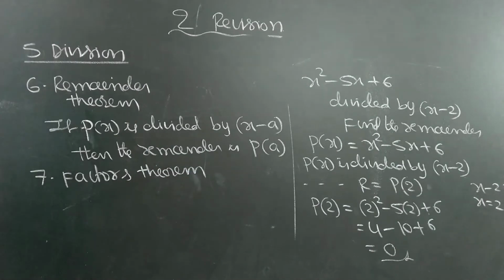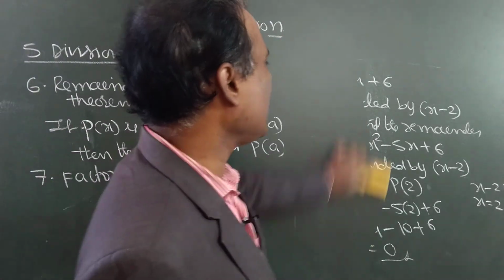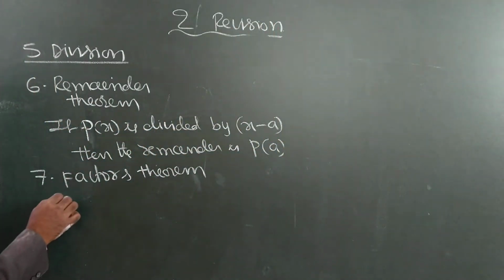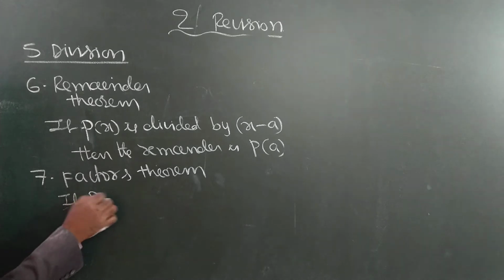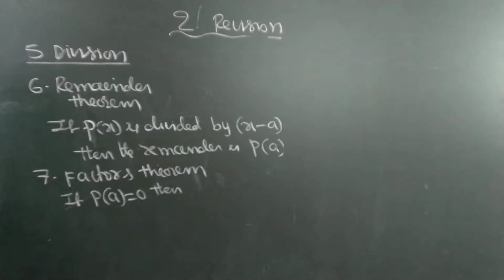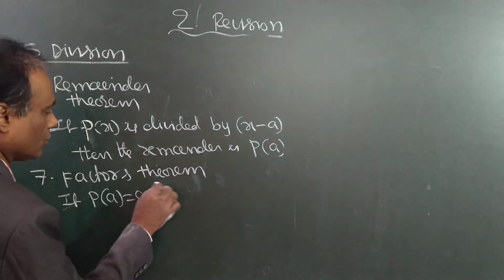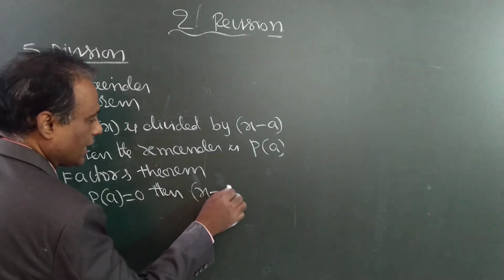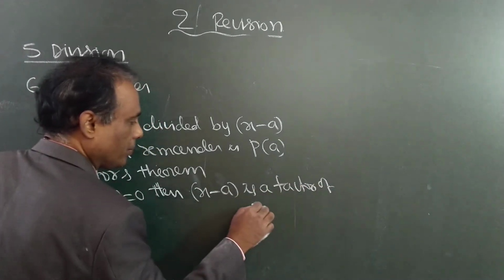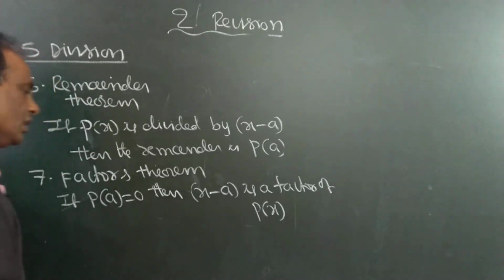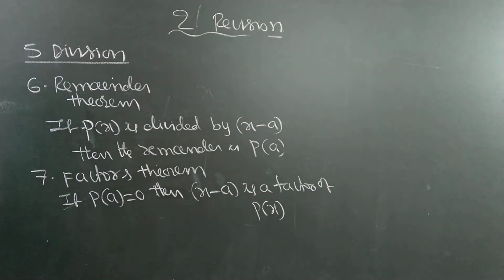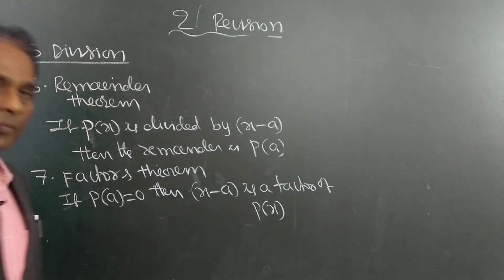This also we studied. In Exercise 2.4, we solved many problems based on this factor theorem. Factor theorem means, I am not writing in full, you write it, just read it from the textbook: if p of a is equal to 0, then x minus a is a factor of p of x. We have to try.